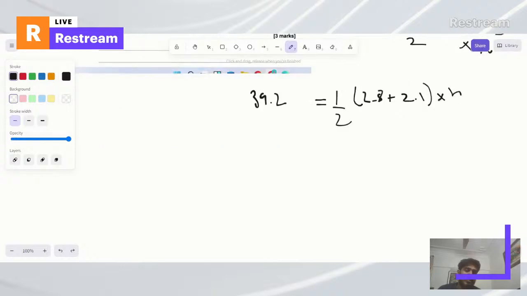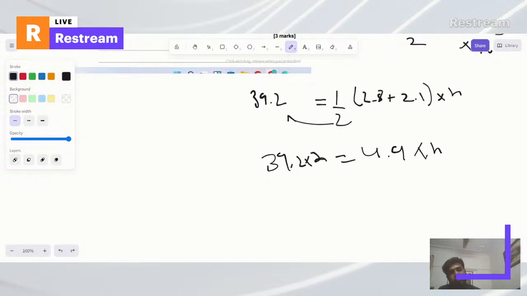So what you need to do is move the 2 to the other side. So it's 39.2 times 2, right? Now 2.8 plus 2.1, the answer is 4.9, right? So 4.9 times height. And 39.2 times 2 is 78.4, right?